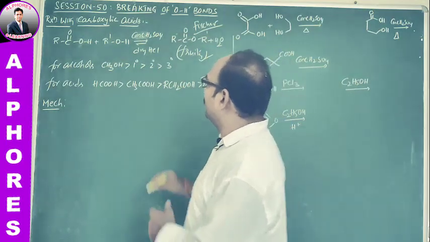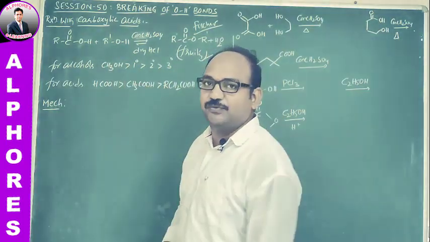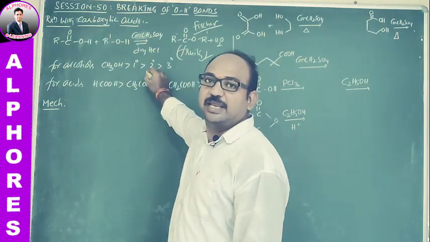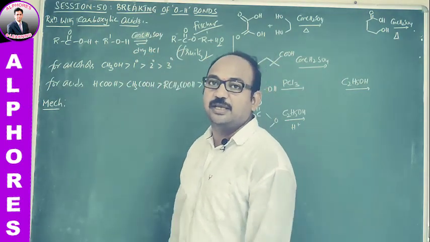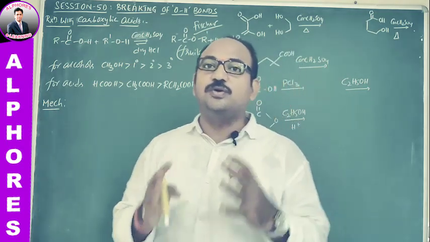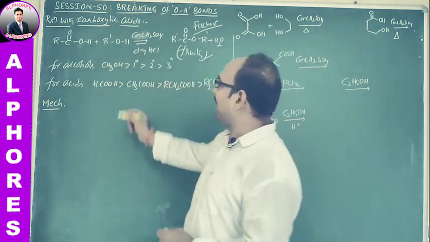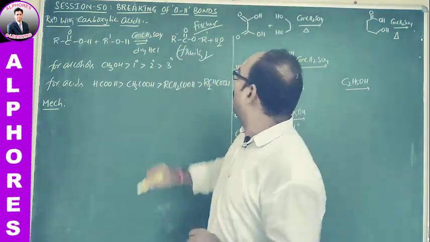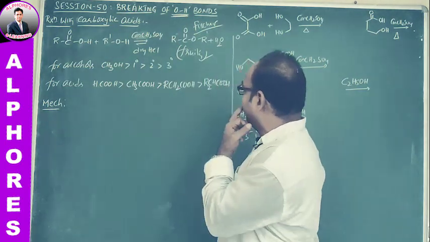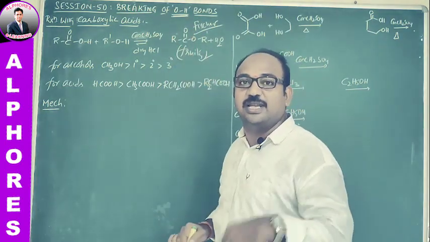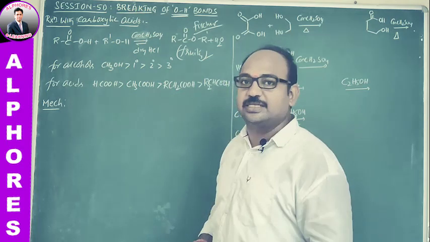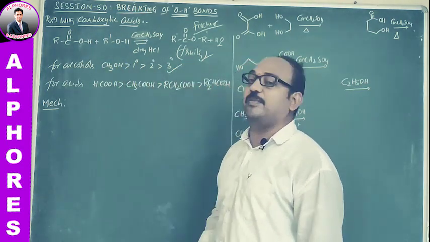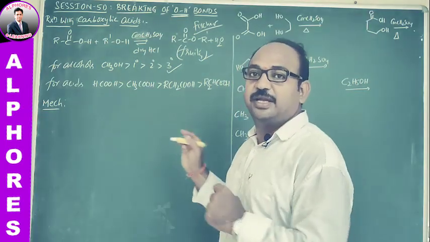So, the order of reactivity of alcohols, if you observe, is methyl alcohol greater than primary, greater than secondary, greater than tertiary. This is the order of reactivity towards esterification. For all those reactions which take place by breaking of the OH bond in alcohols, the order of reactivity of alcohols is this one only: methyl alcohol greater than primary, greater than secondary, greater than tertiary.